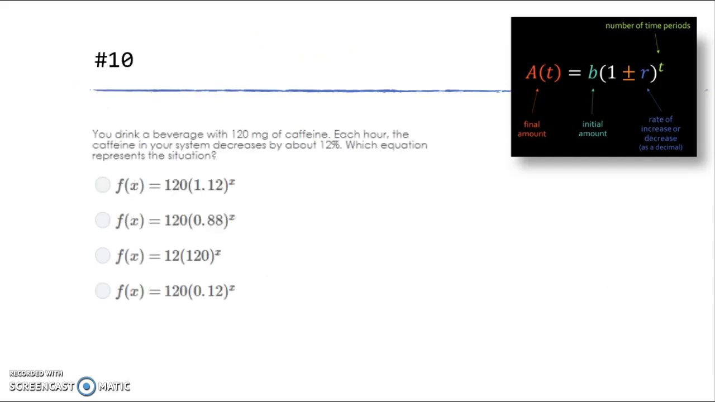The last question, number 10, says you drink a beverage with 120 milligrams of caffeine. Each hour, the caffeine in your system decreases by about 12%. Which equation represents the situation?